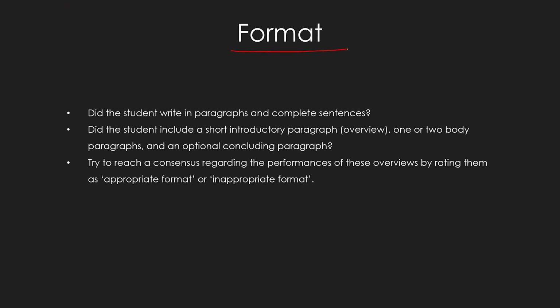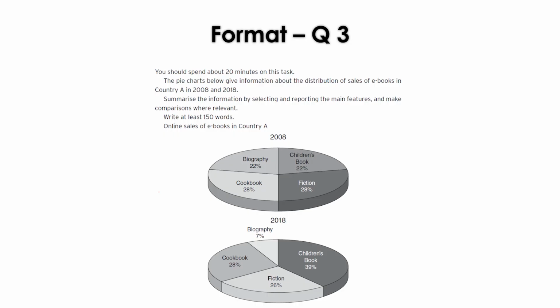Now we'll cover the format. Now let's look at this. With format, there are 3 things to keep in mind. You have to write in paragraphs and you have to complete sentences. Then you have to include a short introductory paragraph, which is called an overview, then 1 or 2 body paragraphs, and an optional concluding paragraph. So here's a question. I'll give you a couple minutes, go through it.